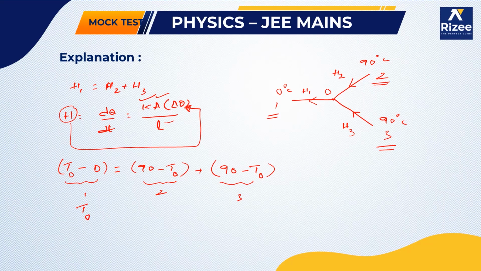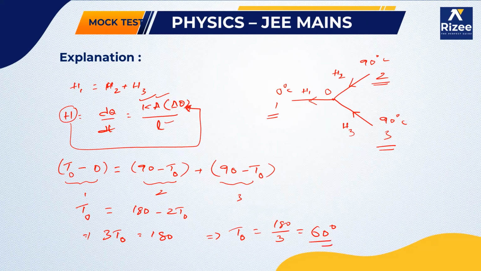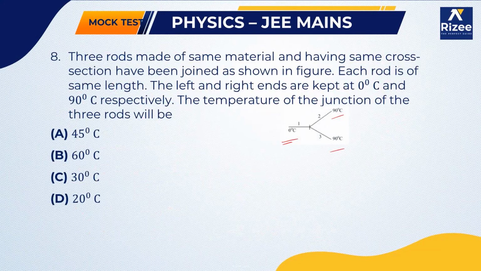Then T naught, the temperature at the junction, is equal to 180 minus 2 T naught, or 3 T naught is equal to 180. On solving, T naught is equal to 180 by 3, which comes out as 60 degrees. So this is your junction temperature. The junction temperature of 60 degrees represents option B.